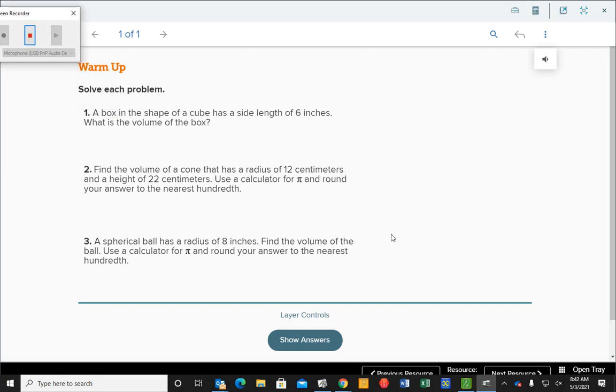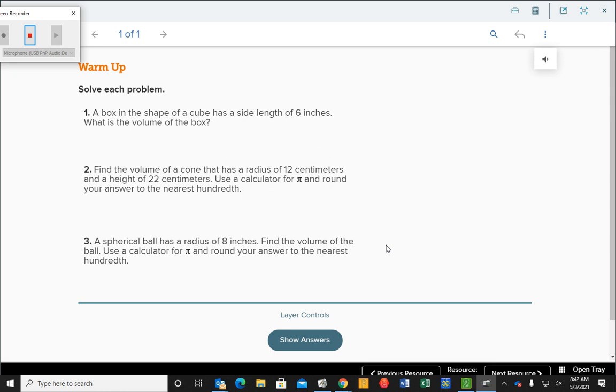Okay, here we go. I don't want you to spend time doing these warm-up problems, but I would like for you to just tell me how you would find the volume of these figures. I'll just read them to you while the screen comes up. If I had a box in the shape of a cube with a side length of 6 inches, how would I find the volume? First of all, because I said it's a cube, what does that mean? All of the sides are the same. So base times width times height would just be 6 times 6 times 6, right? We're not going to spend time on that.